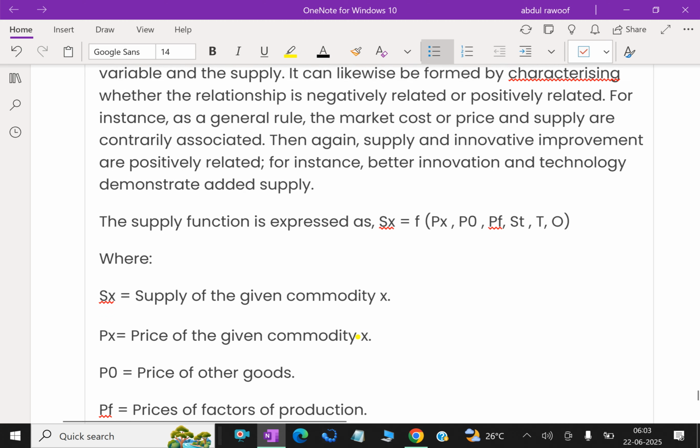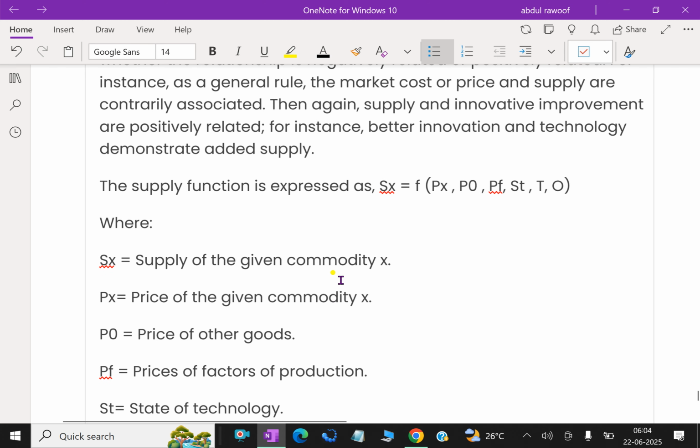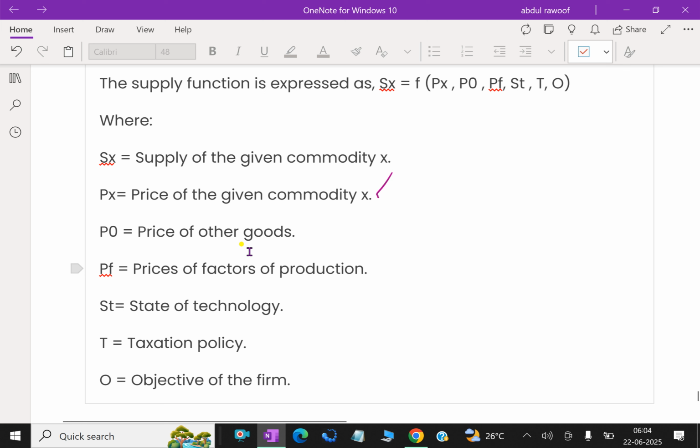The supply function is expressed as follows. Suppose Sx is equal to f of Px, Po, Pf, St, and T. These are the factors affecting the supply function. Sx equals supply of the given commodity X, Px is the price of the given commodity X, Po is the price of other goods, Pf is the prices of factors of production, St is the state of technology, and T is taxation policy or objective of the firm.